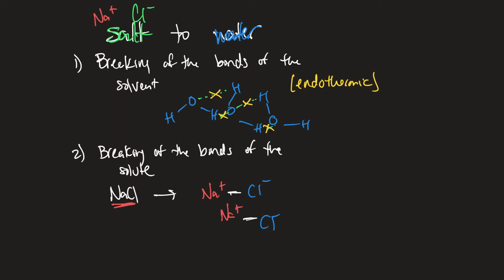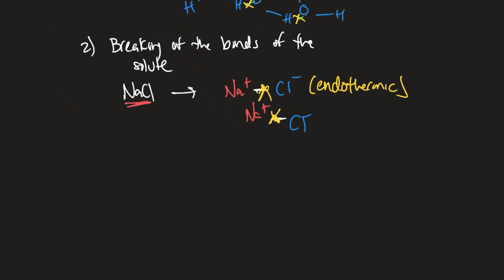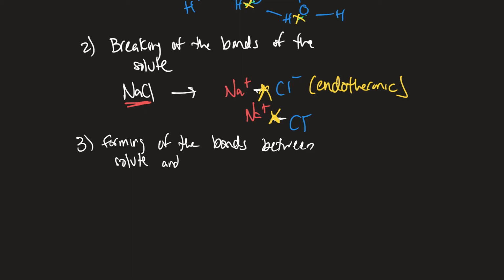And so if you're breaking them, this process is also endothermic. It takes energy to break any type of bonds. In this case, this is still true. Now, the third step, the last step of dissolving, is the forming of the bonds between the solute and solvent.